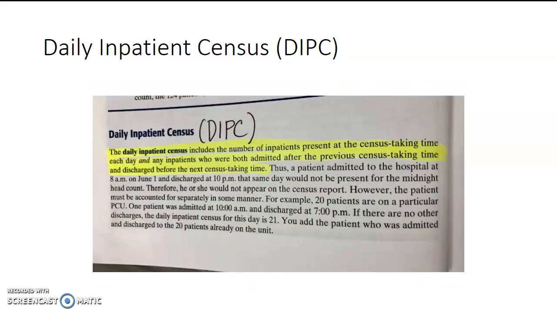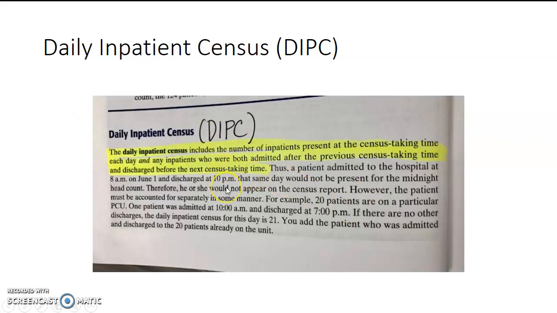Okie dokie. The daily inpatient census, or I have an abbreviation here that you see, DIPC. You're going to see that abbreviation. The book doesn't necessarily have it written down for you, but you might see it in other places. So I like to expose you to lots of different things that you may see. So the DIPC is the number of inpatients present at census taking time. Remember, that was a couple of pages ago. And any inpatients who were both admitted after the previous census taking time and discharged before the next census taking time. So, what the heck does that mean, right?